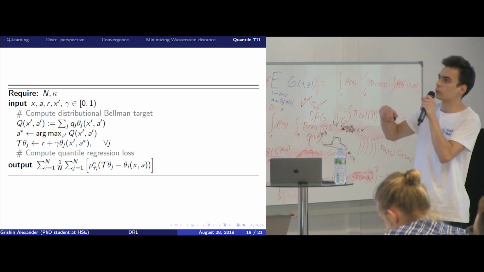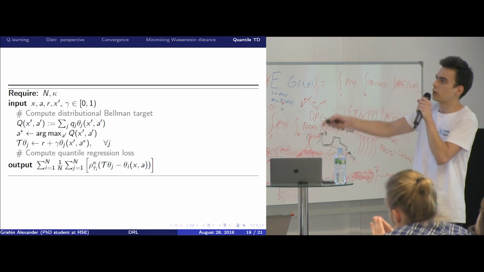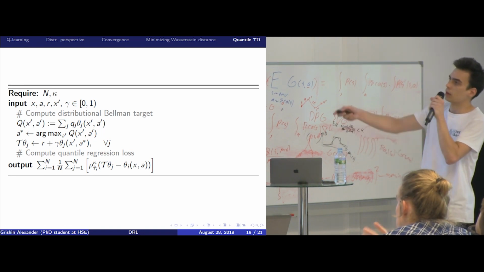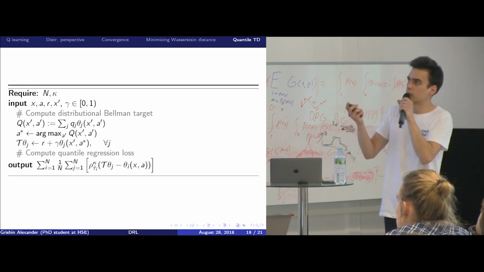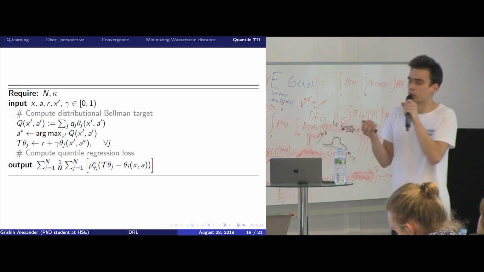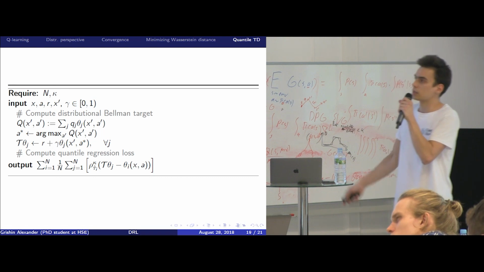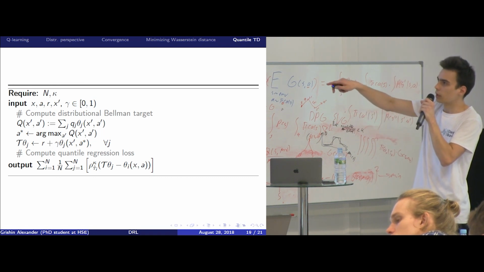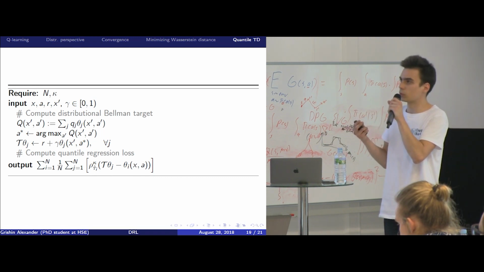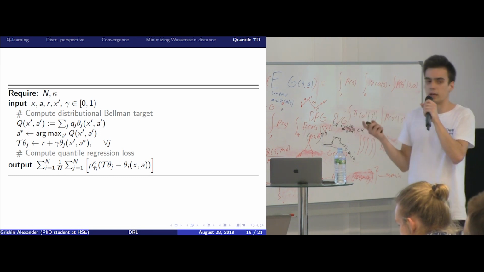Thus, to get the state value function, which is the mean of the distribution, we should just get the weighted sum. Then, just like in Q-learning, we greedily take the optimal action with respect to Q-values, state action values, and we use the Bellman operator to get the improved estimation of each quantile.